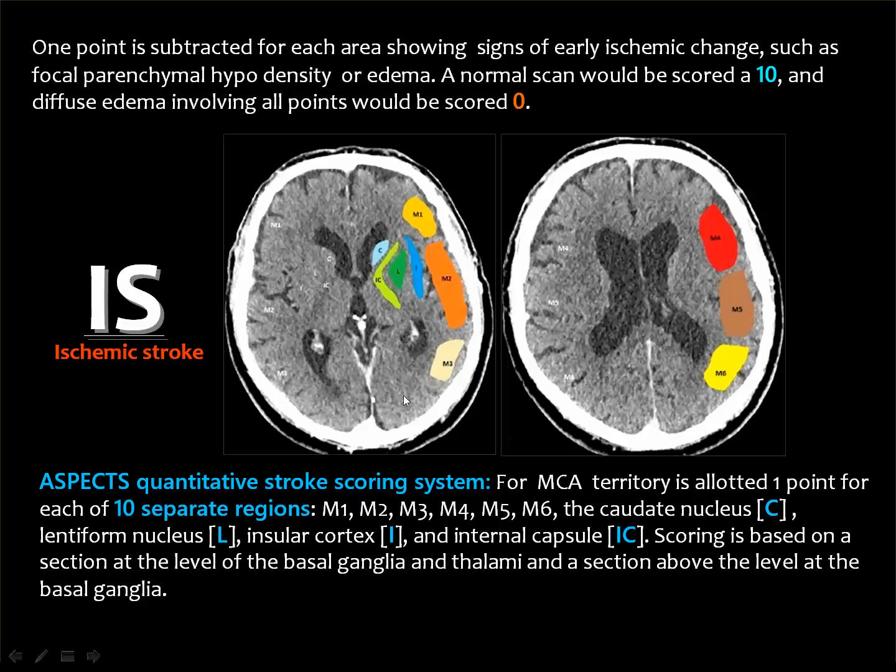Then if you sum up these numbers, you get a score of 10. For any area affected by the infarction, minus 1 from the score. Meaning that the normal brain score is 10. If this is the site of the infarction only, then the score is 9. If these 3 areas are affected, then the score is 7, and so on.